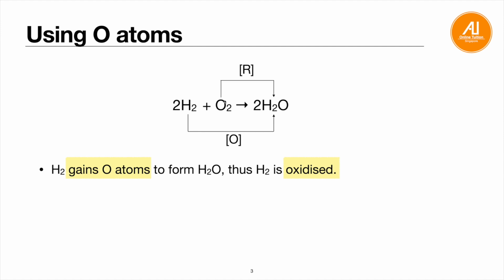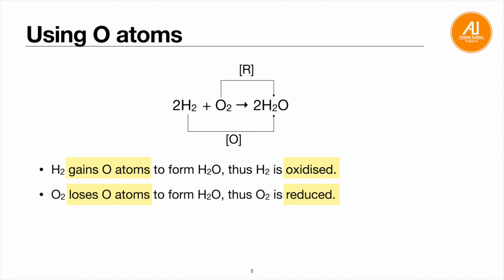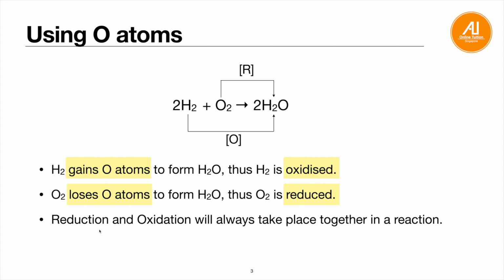The next one, O2 becomes H2O. So if hydrogen gas is oxidized, means oxygen gas will be reduced. So how do you write the statement? O2 will lose oxygen atoms to form H2O. Thus, oxygen gas is reduced. And one more thing to take note is that for every reaction, reduction and oxidation will always take place together in the reaction. So meaning if one of the reactants is oxidized, the other reactant will be reduced. They always come in a pair.